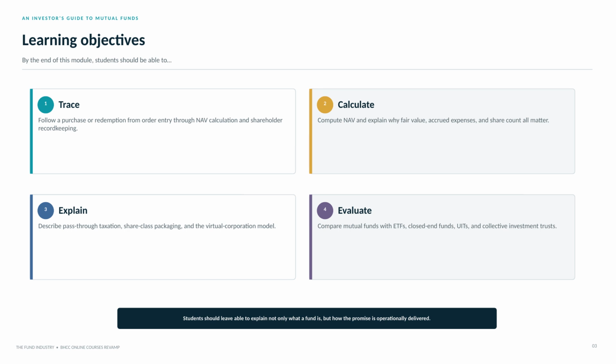Fourth, you should be able to compare an open-end mutual fund with ETFs, closed-end funds, unit investment trusts, collective investment trusts, and private funds. By the end, you should be able to explain not only what a fund is, but how the operating promise is actually delivered.